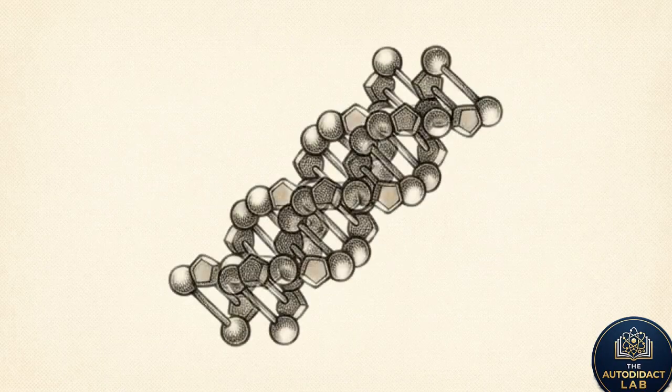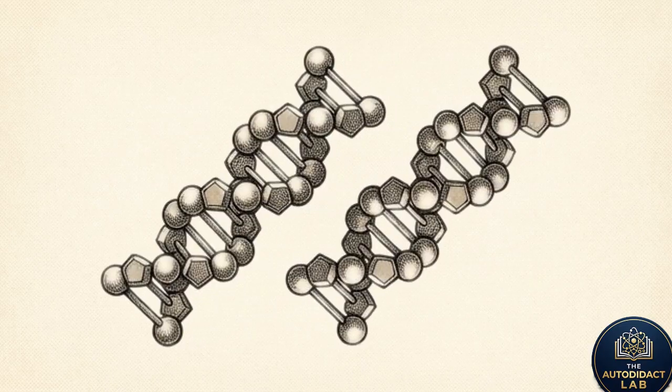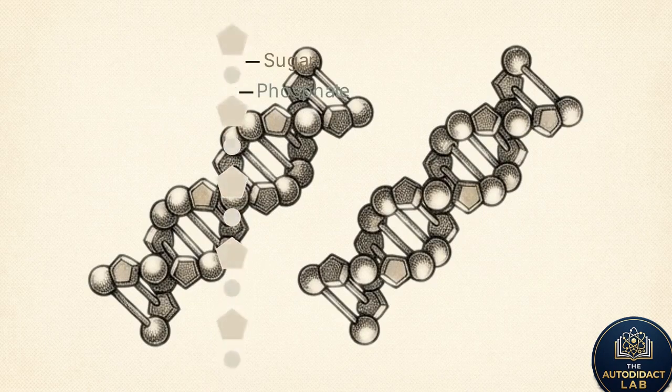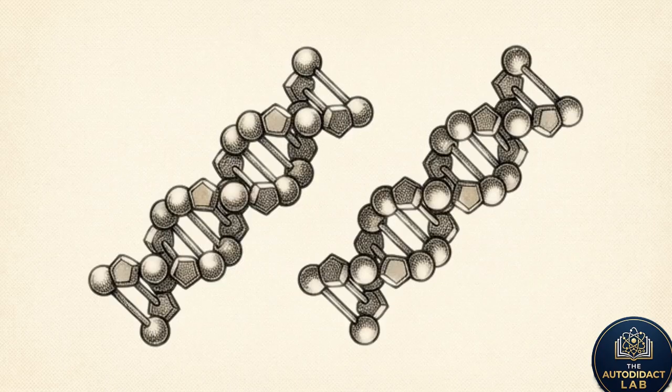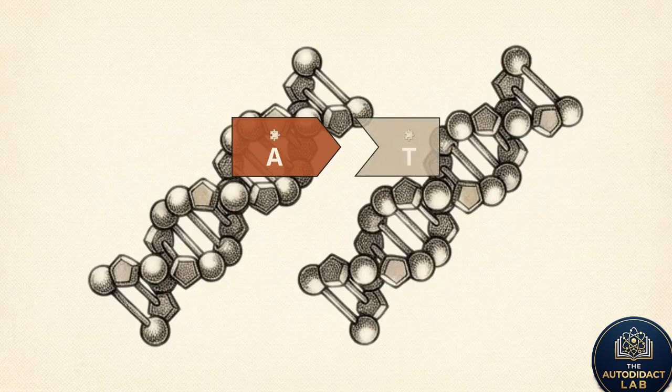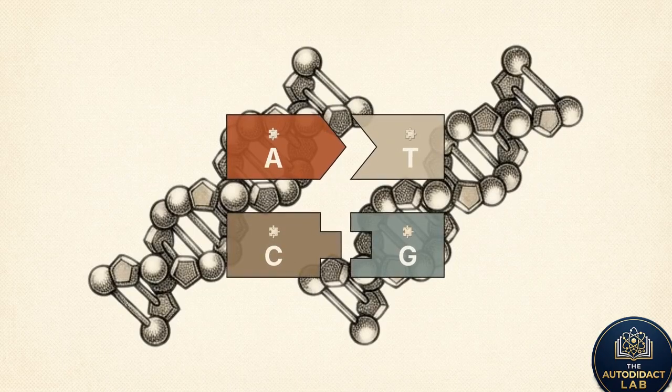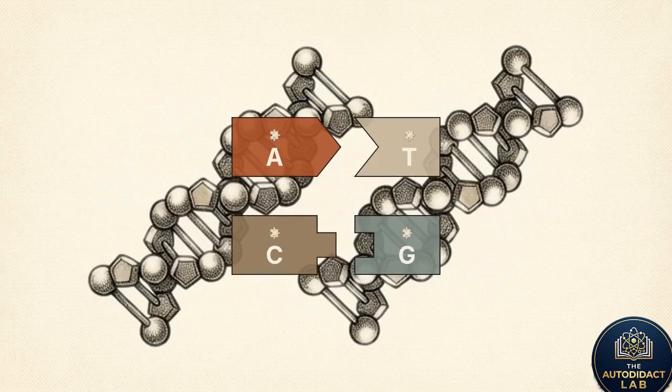The outside edges of this molecule form the handrails of the staircase. They are built from alternating sugar and phosphate chemical groups, creating a sturdy backbone that holds the entire structure intact. Spanning the gap between these handrails are the rungs of the ladder. These are nitrogen bases, and they come in 4 types: adenine, thymine, cytosine, and guanine. These 4 chemicals act as the literal A, T, C, and G alphabet of the biological code.